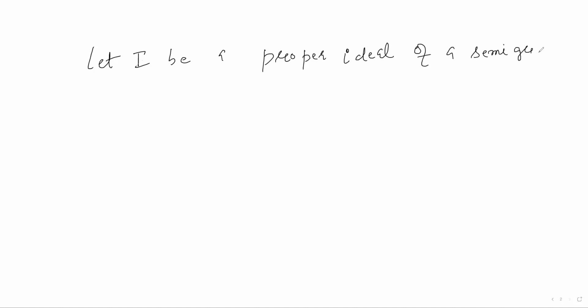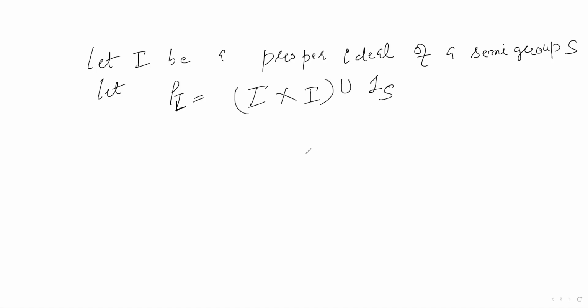So let I be a proper ideal of a semigroup S. Let us take this relation rho I. Rho I is what? Rho I is you take it as I cross I union identity relation on S. Okay, so it's a relation on S basically. Then we claim that rho I is a congruence on S.